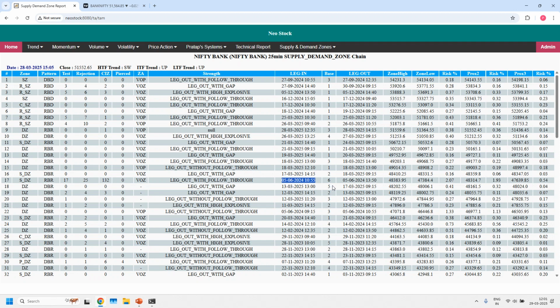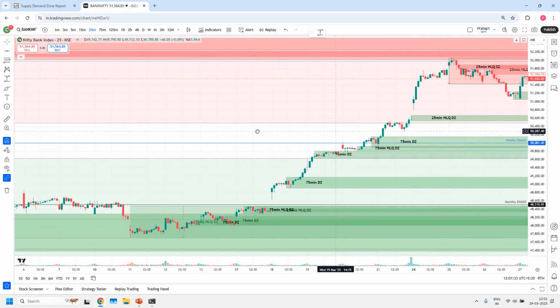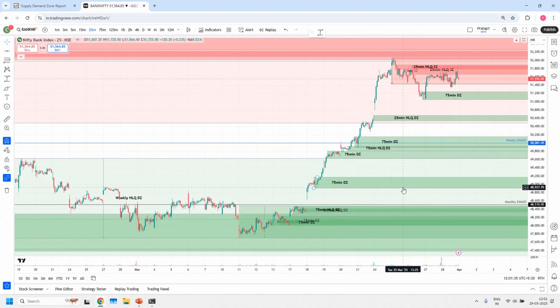Let me stop the level analysis at this point of time. In future, you can draw these zones once these levels are violated, because we are going too deep. So now let me move on to the 15 minutes time frame.